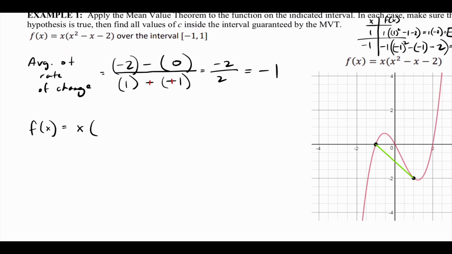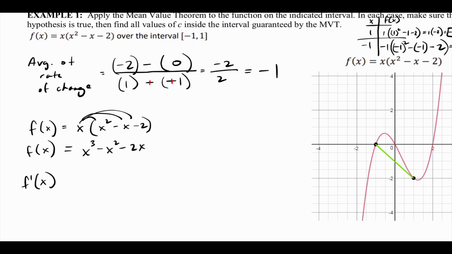This is the original, right? Instead of using the product rule, let me just distribute, because then I can just use the power rule. So it's going to be x to the third minus x squared minus 2x. Now derivative: 3x squared minus 2x minus 2.